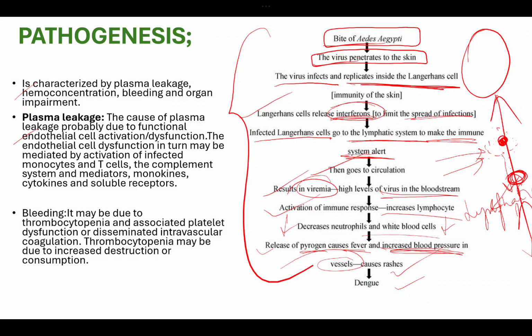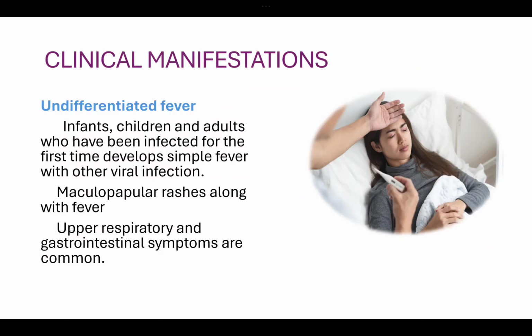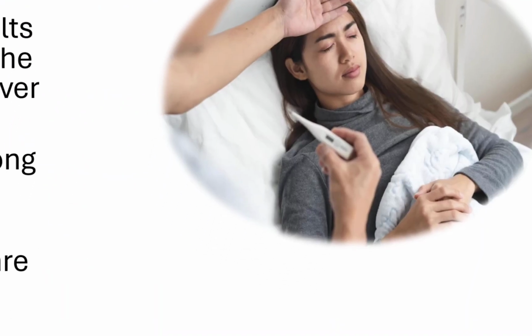The dengue virus will infect the Langerhans cells. Virus will replicate in these cells. These cells, what happens normally, I will just first explain you the normal thing and then you'll be able to understand.